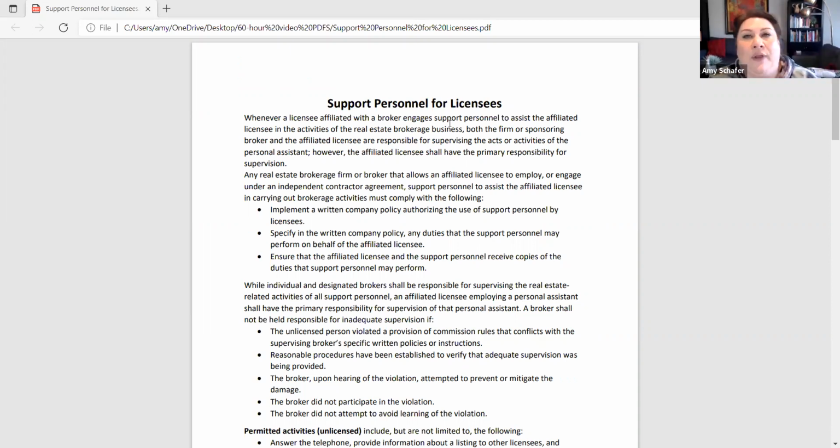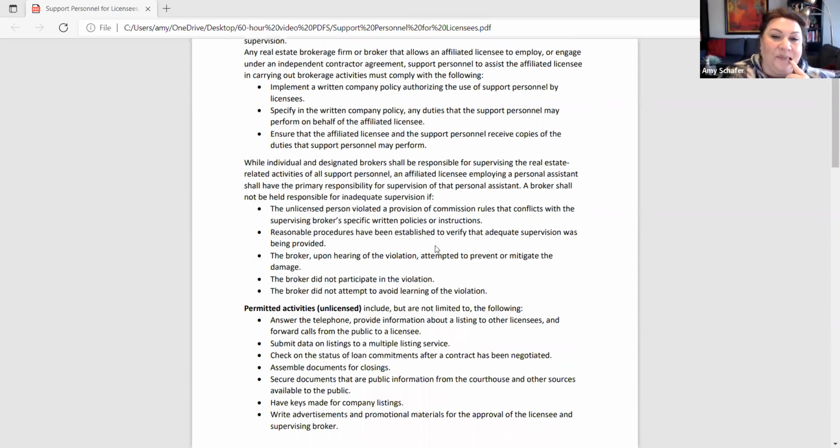The second part, though, that I mentioned is what if you as a licensee hire an assistant? Or maybe a transaction coordinator is another lingo that you've heard of, someone to help you with your business. What if they make a mistake? Who's responsible for them? Well, the law says that the broker is still responsible for them, but you as the hiring licensee have the ultimate level of responsibility for their mistakes. So what can and can't they do with these prohibited and permitted activities?